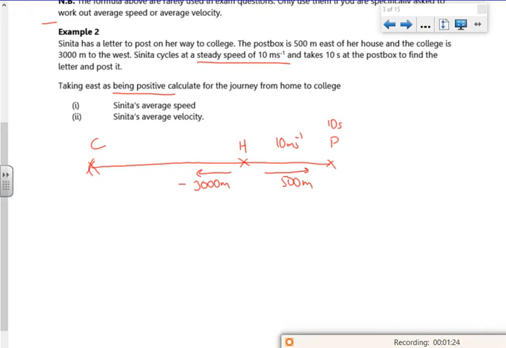Find Sunita's average speed. Right. So Sunita's average speed. Okay. Now I need to know how long it'll take Sunita to get from the house. So I need to know the time from the house to the post box.